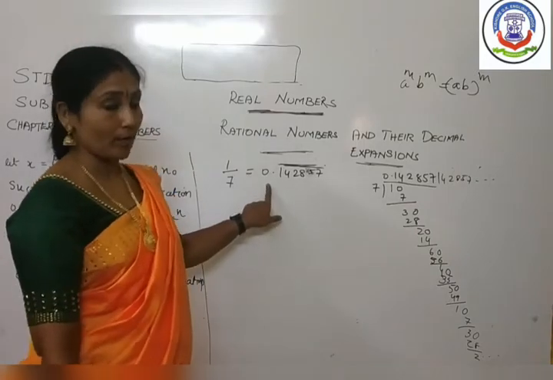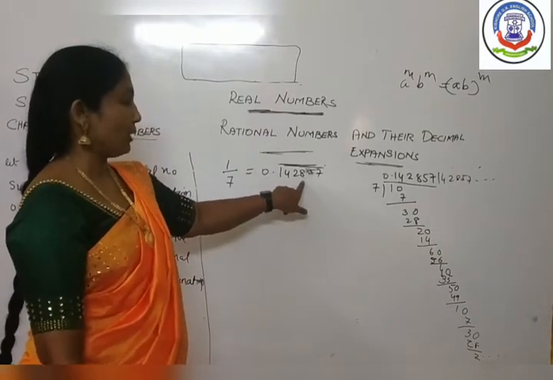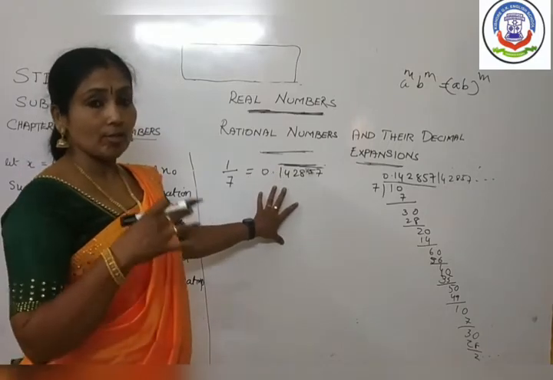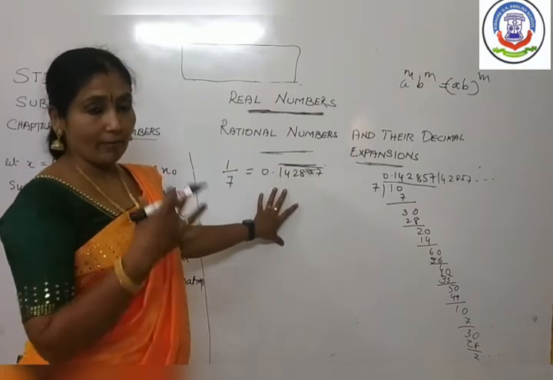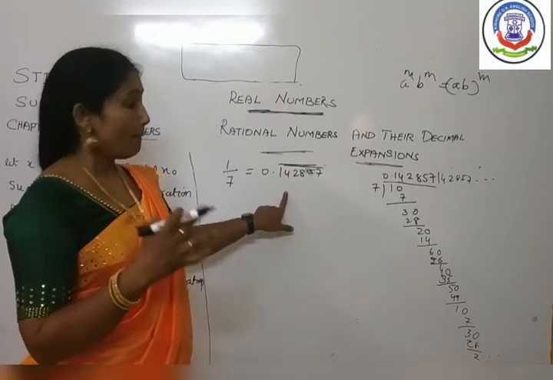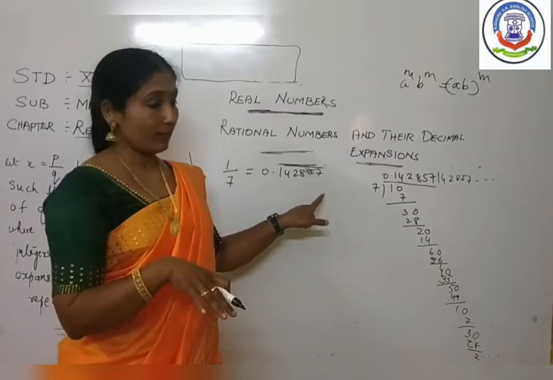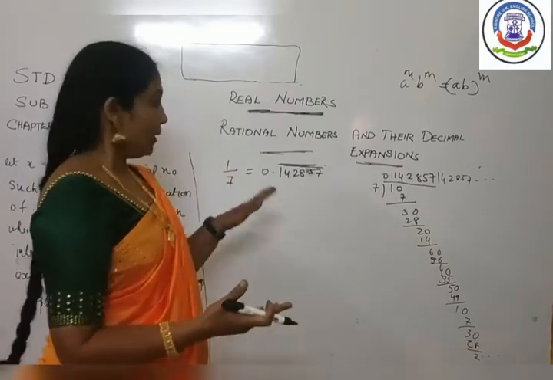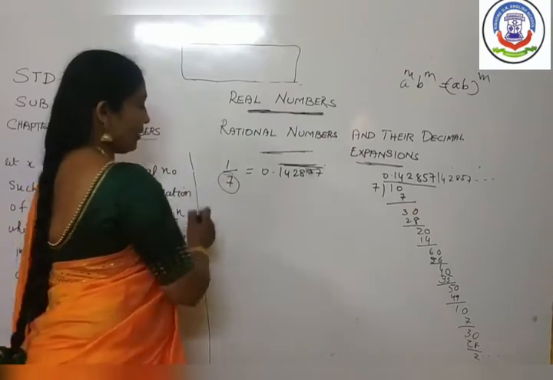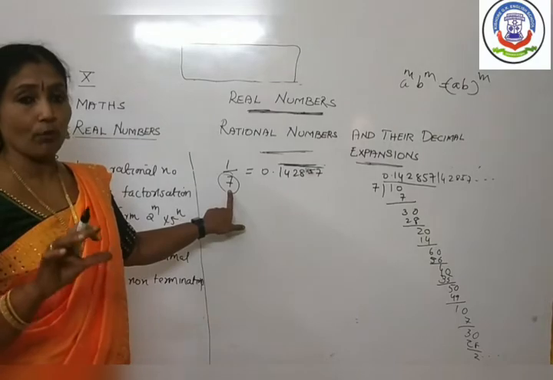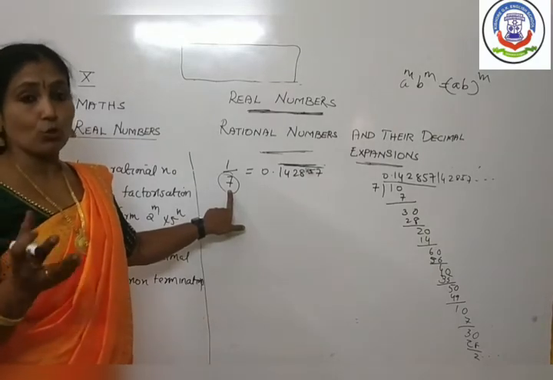In smaller classes you have learned that. So 0.142857 bar. That means here you can see that this is non-terminating. Is it right? The decimal expansion of this rational number is non-terminating, but what is it? Repeating. That means 142857, again 142857, like that. Here you can see that in the denominator, what is the term given? 7. That means q is in a form other than 2 and 5.